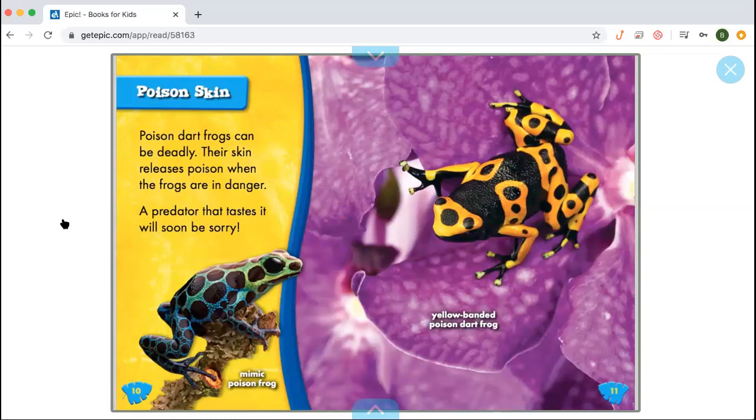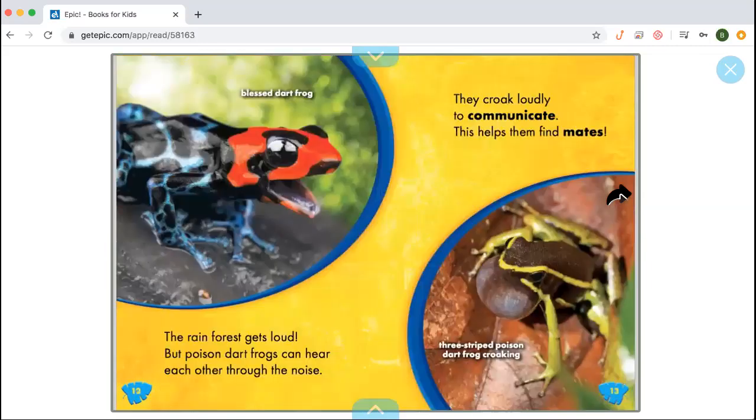So that's what they can do to try to stay alive, is that animals learn that if they try to eat them, they don't taste good and they'll be sorry for trying to eat them. So this frog is a mimic poison frog, and the other frog on the purple flower is a yellow banded poison dart frog. The rainforest gets loud, but poison dart frogs can hear each other through the noise.